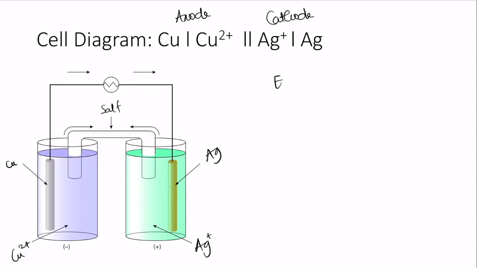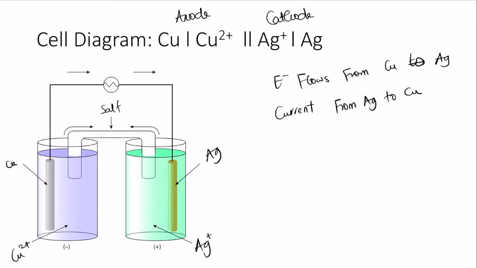The electrons flow from Cu to Ag. Okay, let me just say 2. From Cu to Ag. The current is the inverse, from Ag to Cu. So the current flows from the cathode to the anode, while the electrons flow from the anode to the cathode. It's the inverse. And what did the voltmeter indicate? The voltmeter indicates 0.46 volt in this cell.